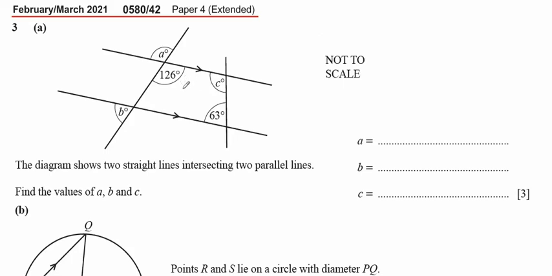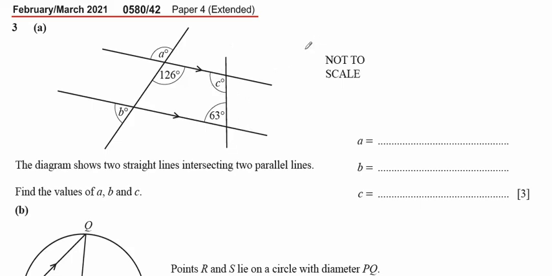Here, the diagram shows two straight lines intersecting two parallel lines. These are the parallel lines. Where the arrow is marked, it means these lines are parallel. So if these two are parallel, then this is the transversal.